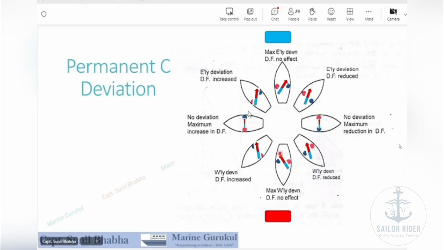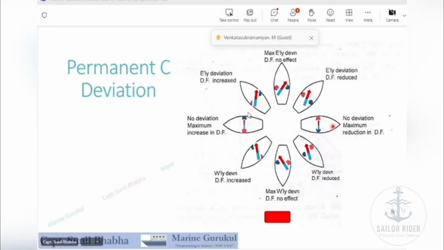On north and south heading, zero deviation; on east and west headings, maximum. This tells us that this coefficient is proportional to cos of the compass course. Cos of 0 and 180 has zero magnitude.